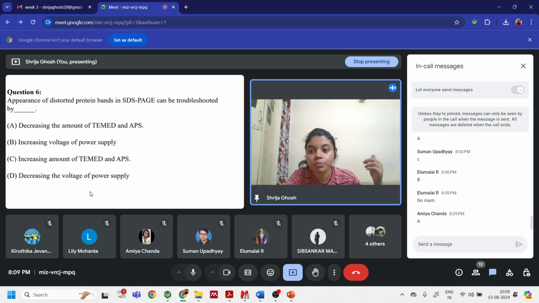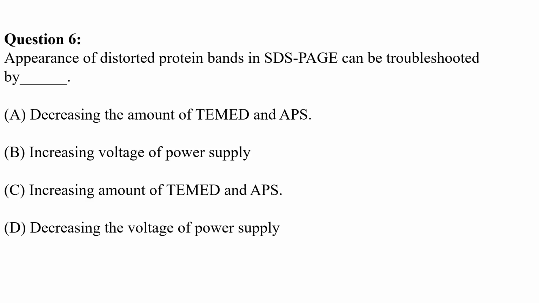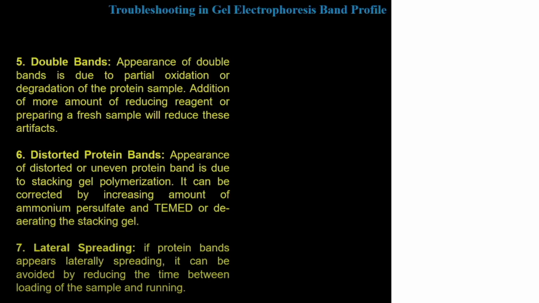Okay, we have one answer, option A, decreasing the amount of TEMED and APS. Okay, anyone else? Actually, the answer is option C, increasing the amount of TEMED and APS. What will happen? Here we should mention increasing the amount of TEMED and APS in the stacking gel mainly. So if you are getting distorted bands, distorted bands or uneven protein bands is mainly due to the stacking gel polymerization. So if you increase the amount of APS and TEMED in the stacking gel, it can actually resolve that problem.